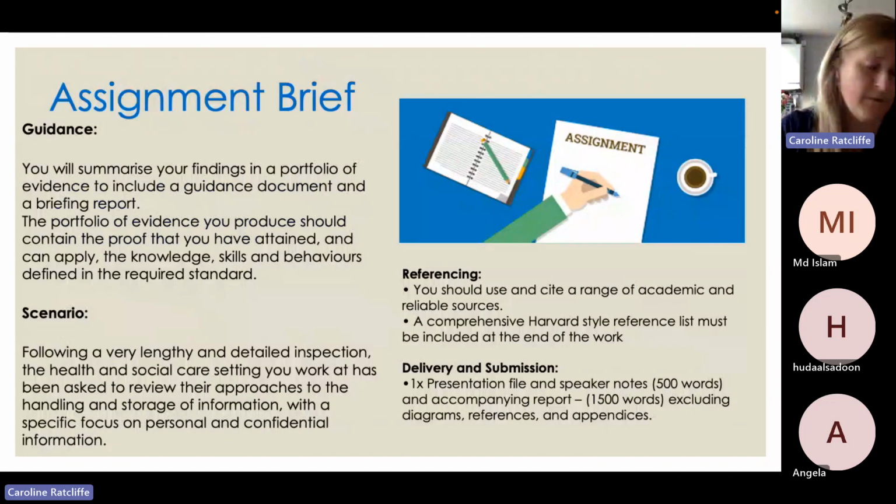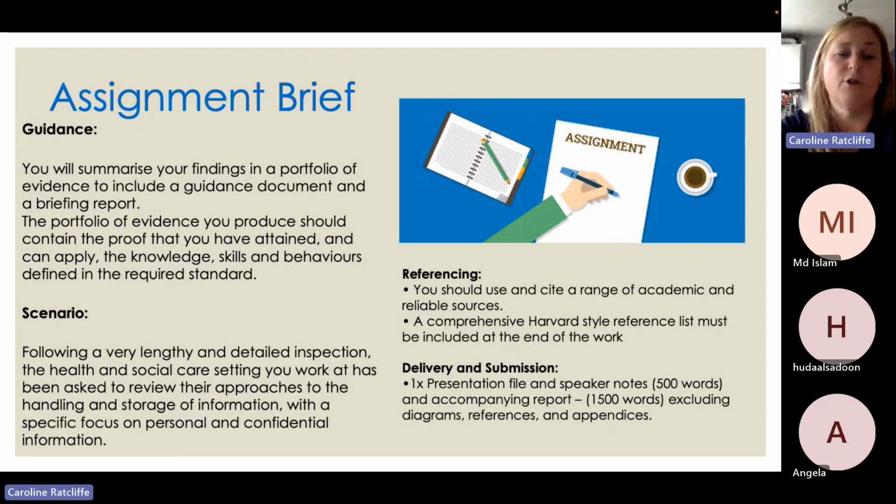Okay, last bit then, assignment, because you know that we love an assignment. So you've got to do a portfolio of evidence again. And this time you've got to include a guidance document and a briefing report. Okay, so you are doing a presentation file and speaker notes of 500 words. And then you need to write a written accompanying report that goes with that presentation of 1,500 words. So the scenario is you are having a very lengthy and detailed inspection.